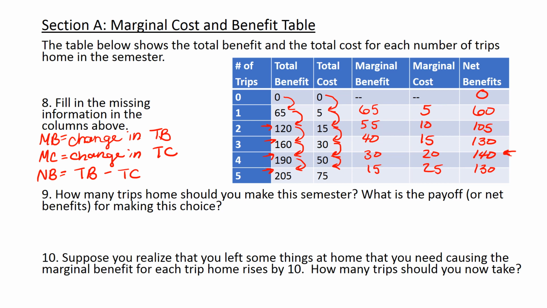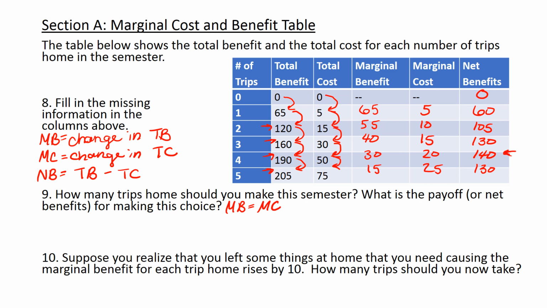So let's keep going. Question 9, how many trips home should you make? And what is the payoff for making that choice? So all of these decisions, we're looking for where marginal benefit equals marginal cost if possible. If we can't get there, we want to get as close as we can without having marginal costs be higher. So let's look at what we've got.